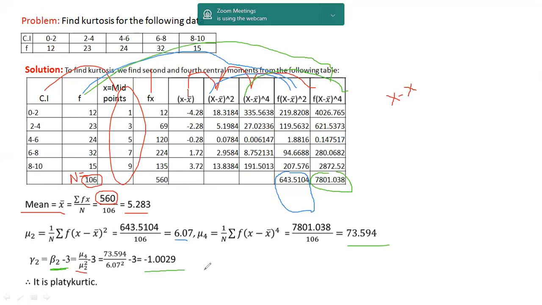If it is equal to 0, we say it is mesokurtic, that is normal, symmetric. If it is positive, then we say it is leptokurtic, which is a more peaked curve than the symmetric curve. So with this we are finishing this.